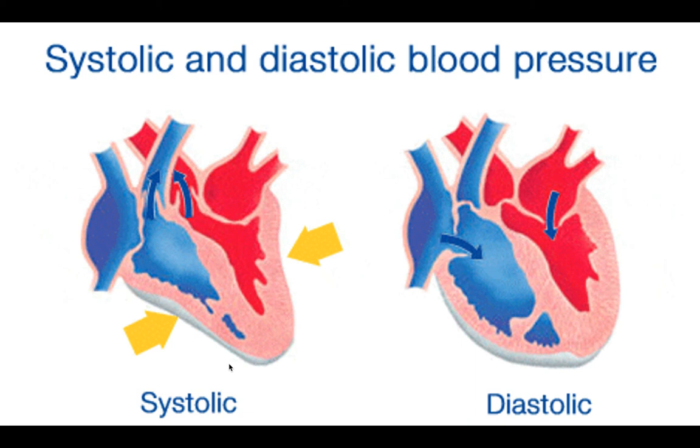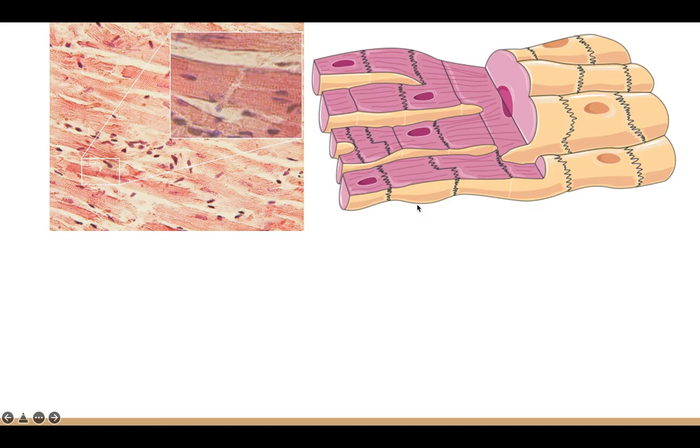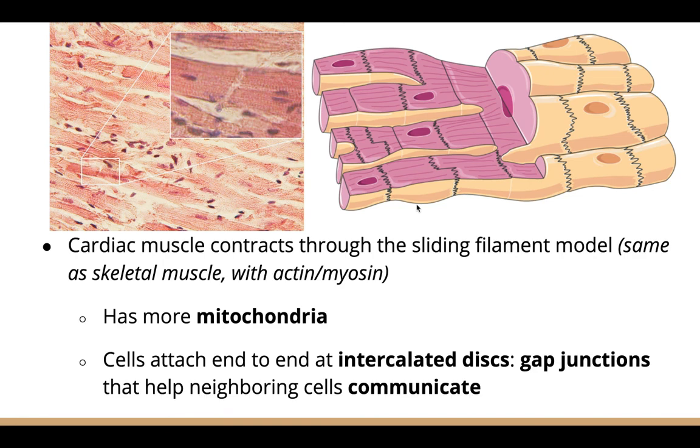So systolic, contraction, diastolic, relaxation. We're going to have the highest pressure here and the lowest pressure here. So with cardiac muscle, we already know that cardiac muscle is special. It's a specialized type of muscle with specific features. It still contracts through the sliding filament model. So we still have those striations, those stripes, easier to see on some parts of this slide than others. We still have actin and myosin. Some things are different.